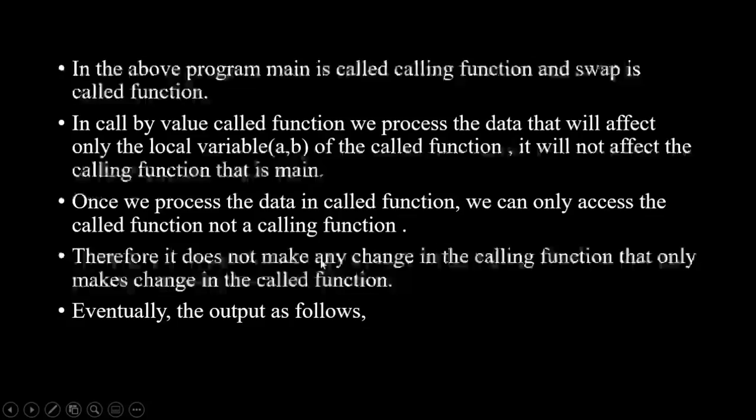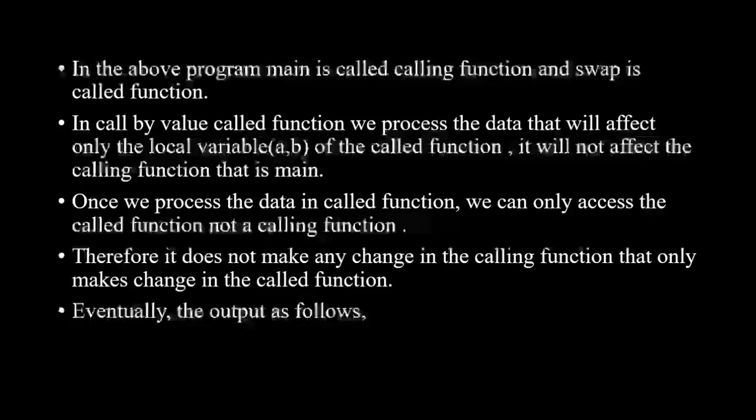In more detail, in the above program the main function is the calling function and the swap function is the called function. In call by value, when we process the data in the called function, it will affect only the local variables a and b of the called function. It will not affect the calling function, that is main. Once we process the data in the called function, we can only access the called function, not the calling function. Therefore, it does not make any change in the calling function; it only makes changes in the called function.